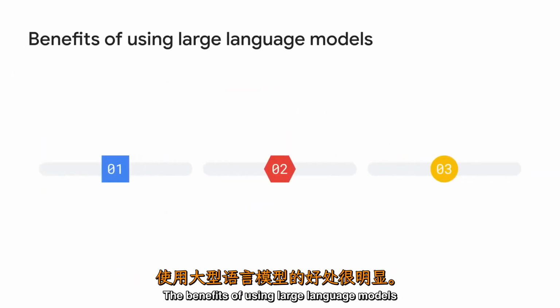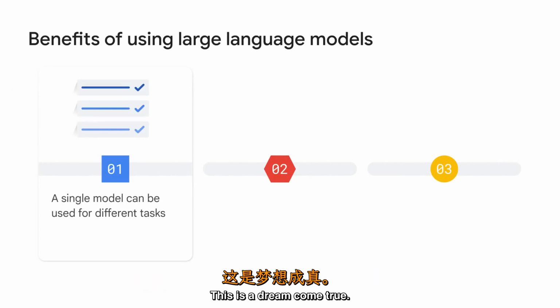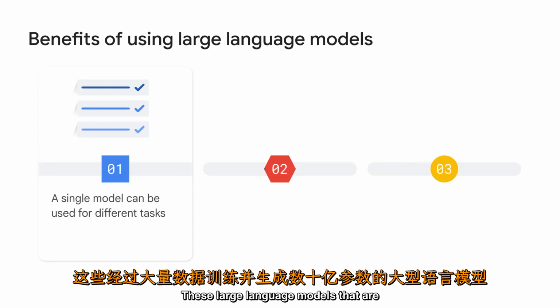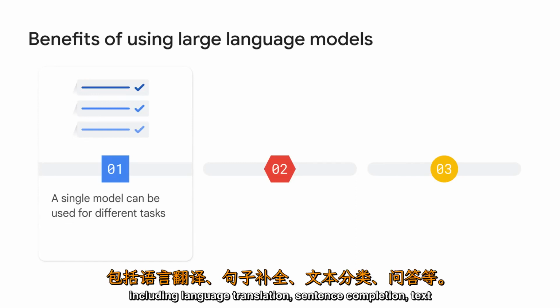The benefits of using large language models are straightforward. First, a single model can be used for different tasks. This is a dream come true. These large language models that are trained with petabytes of data and generate billions of parameters are smart enough to solve different tasks, including language translation, sentence completion, text classification, question answering, and more.